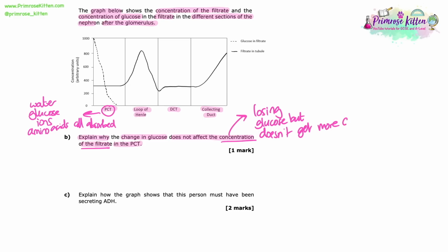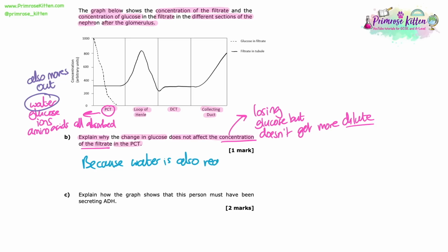So if you're losing glucose, why doesn't it get more dilute, for example? Because obviously we're also losing ions and amino acids and everything else, but the main reason why is that water is also moving by osmosis. So effectively at this point, the concentration of the filtrate in the PCT stays in equilibrium with the concentration of the blood. Because at this point, we're just reabsorbing most of it by diffusion and then some of it by active transport, just to try and remove all of those substances. So water will move by osmosis with all of those materials as well.